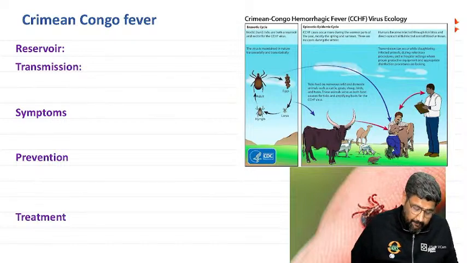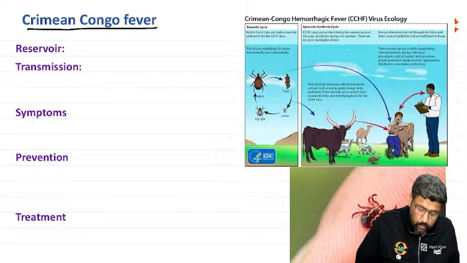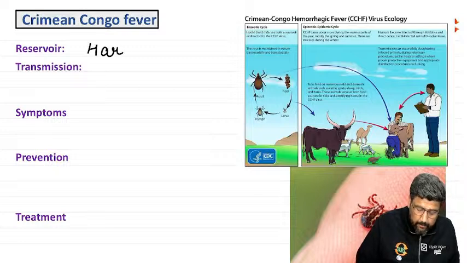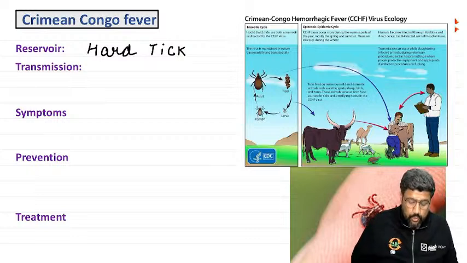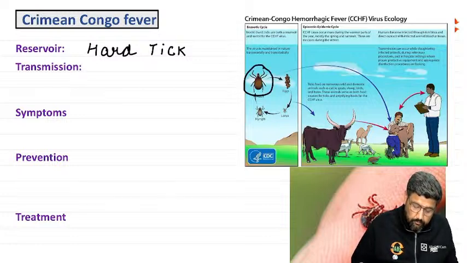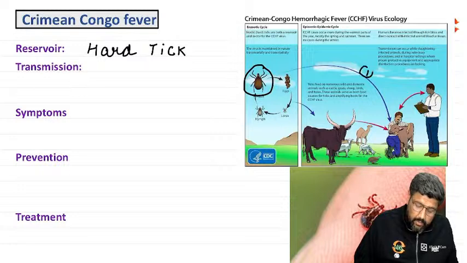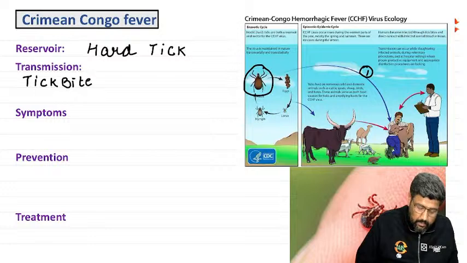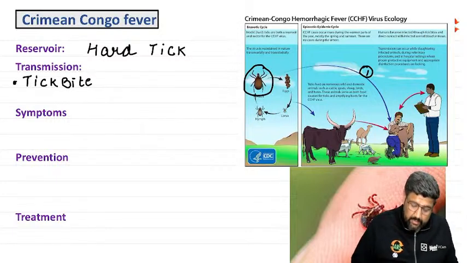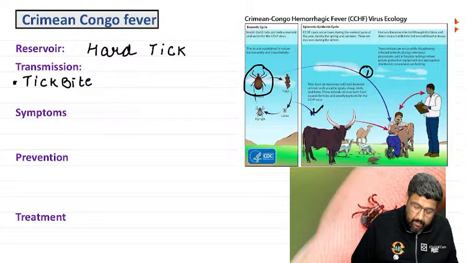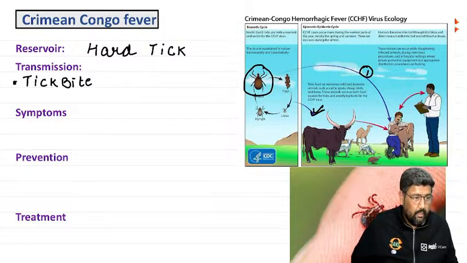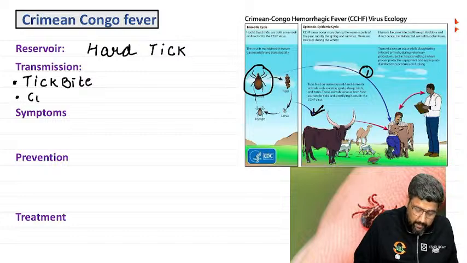Now, your reservoir for this Crimean Congo hemorrhagic fever is the hard tick. Hard tick. Right? So how can the disease be transmitted? You see, this is the hard tick. How can the disease be transmitted? Number one, the tick bite. This tick can infect the animal also, right? So coming in contact with an infected animal.